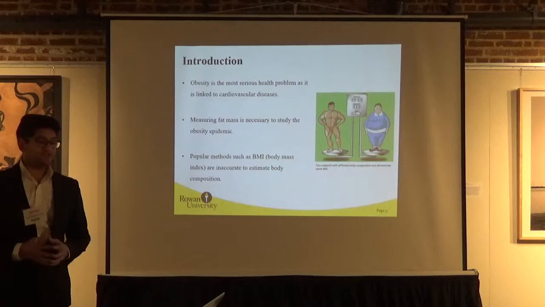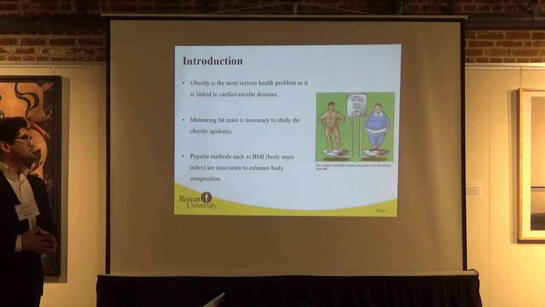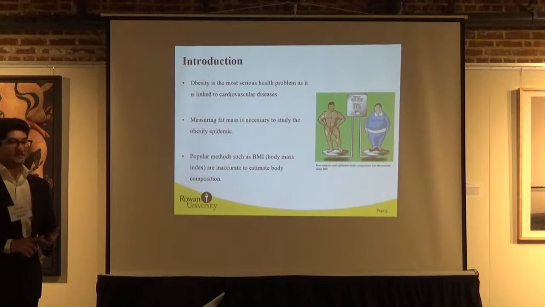Popular methods such as body mass index estimation are very inaccurate for estimating the composition of the human body. As you can see from the figure, two subjects with entirely different body compositions, if they had the same weight and the same height, would have the same BMI. BMI is an inaccurate method to estimate body composition.